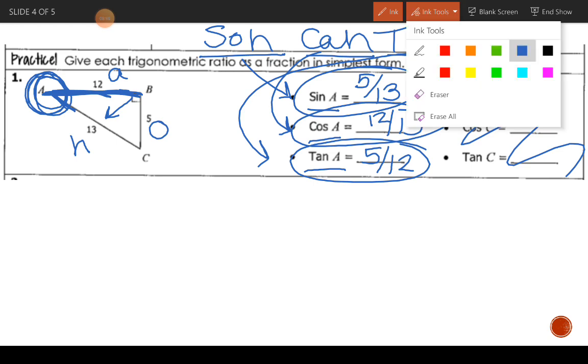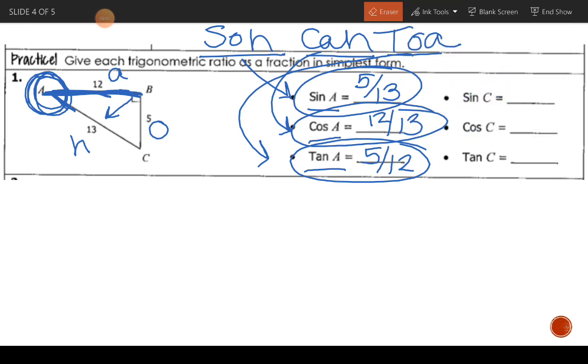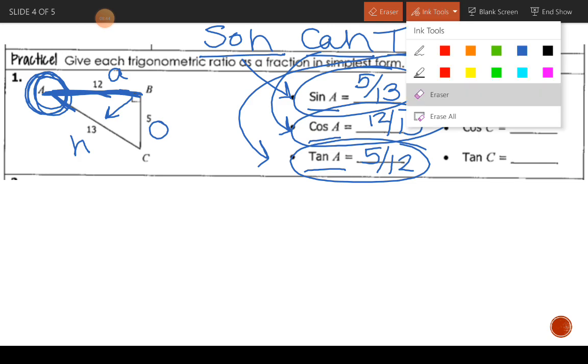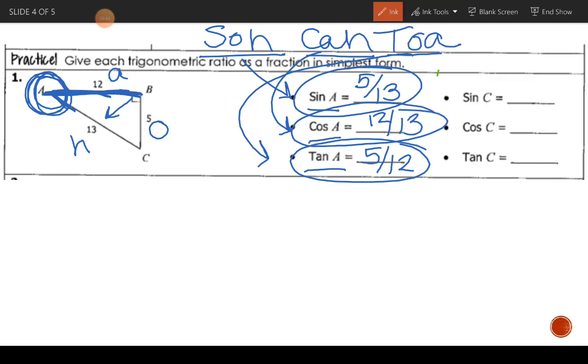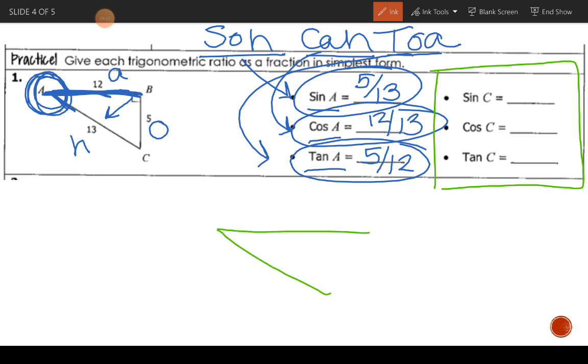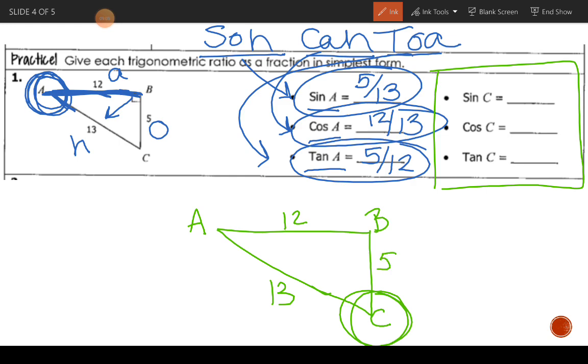Okay. Now let's look at, change my color, sine, cosine, and tangent of C. So I'm going to redraw my triangle because believe me guys, if you're trying to do all of this stuff in one triangle, it's going to get kind of confusing. So again, we're coming from angle C. So this is 13, this side was 12, and this side is 5.